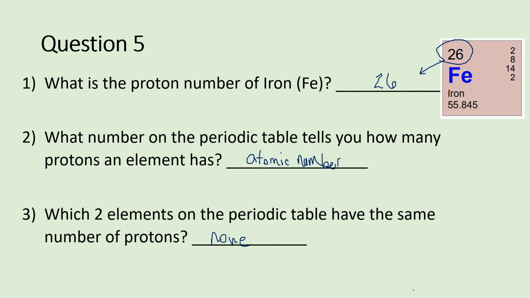So if you've got a certain element that has 26 protons, that's the only element on the periodic table that's going to have 26 protons, and it is iron. No other element on the periodic table can have 26 protons except iron. So you're not going to find another one on there that has 26 protons.